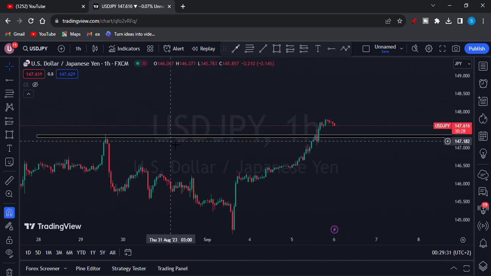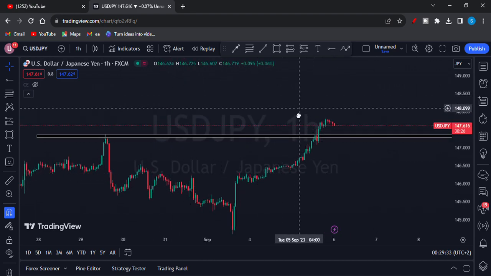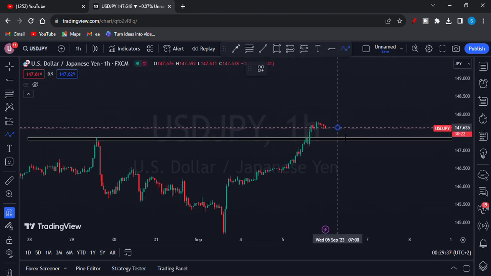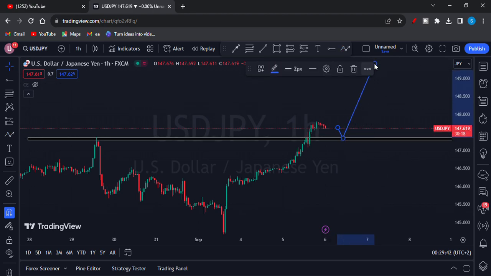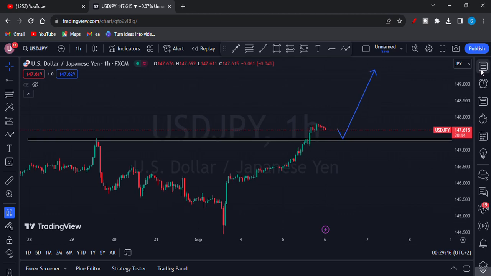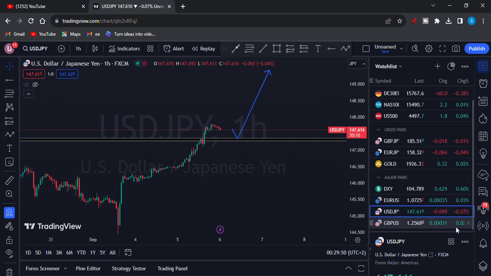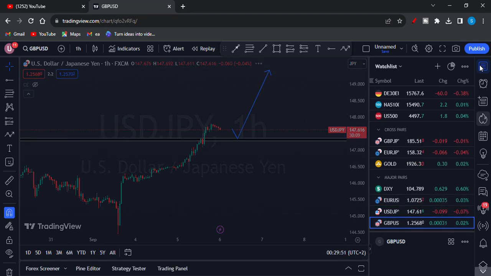So we have this zone right here, and then what I'm going to expect is the market to come to retest this zone and then push to the upside. That's my analysis for USDJPY. And then let's go to the last pair.